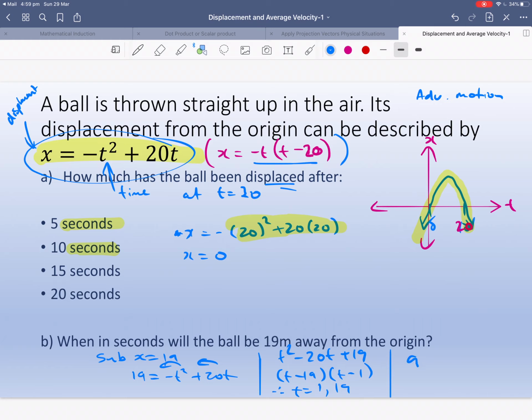So when will it be 19 meters away? At 1 second or 19 seconds, all right? And so from this graph that we've got here, you can see after 1 second it will probably be there, and 19 will be the same thing. So 19 meters away after 1 second, the ball's thrown up in the air and it's 19 meters away. Now, after 19 seconds, it reaches the same point, but now the ball's heading on its way down. Hopefully that makes sense, okay?